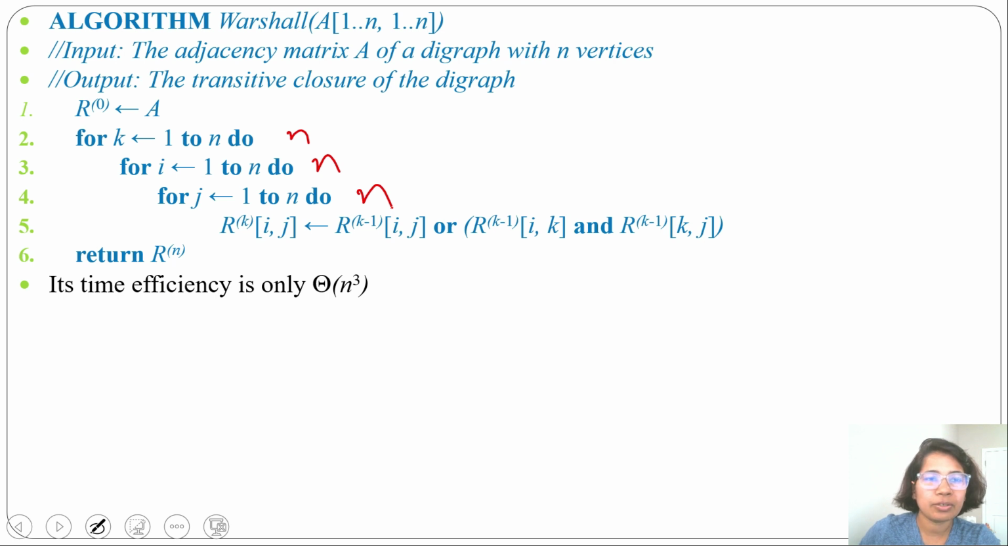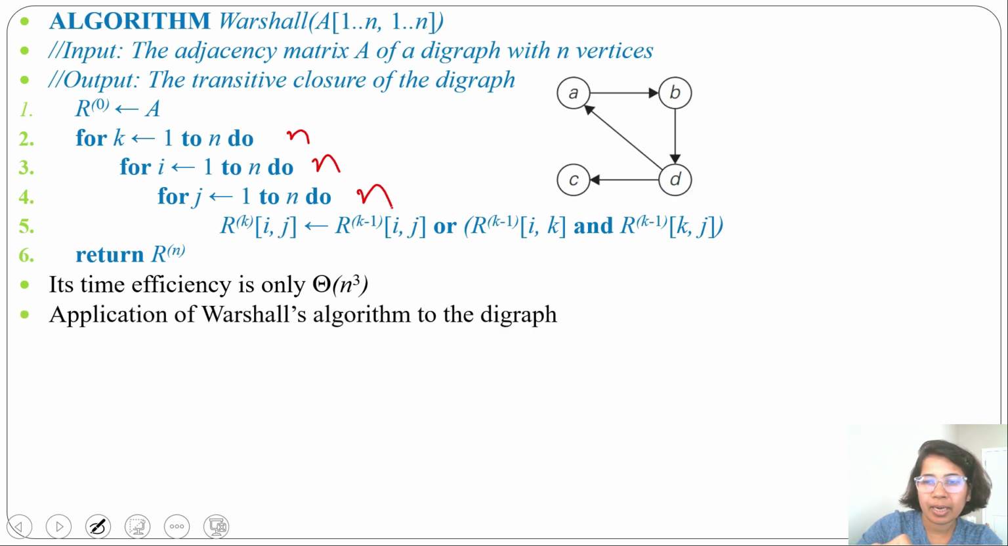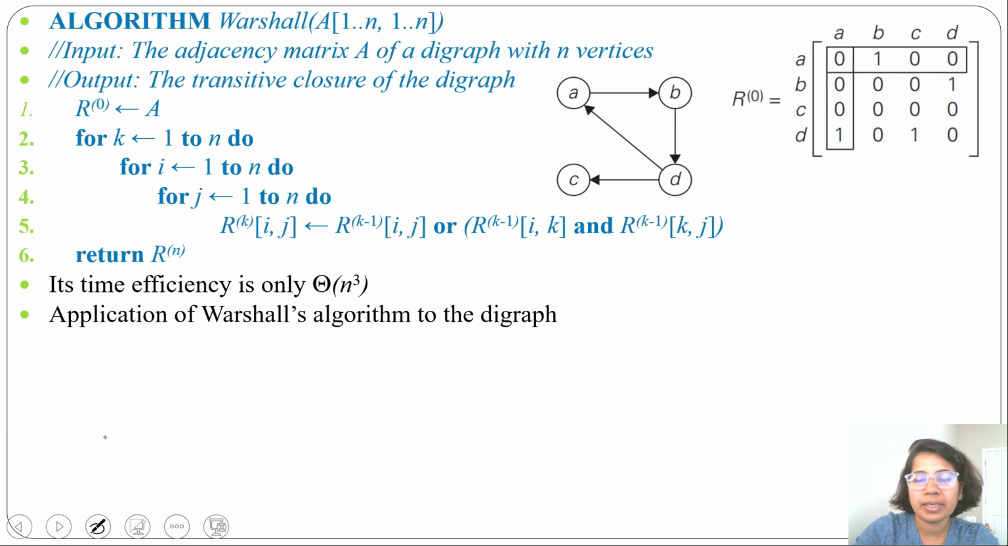Let's see one application of Warshall algorithm. The same digraph I am using. Now R0 will be A, the adjacency matrix of this. Next we will find R1. For R1 we will mark the first row and first column. We are checking is there any path via A, D to A, A to B. So there is a path from D to B via A. Just see D to A it's 1, A to B it's 1. So this corner 0 will change to 1.